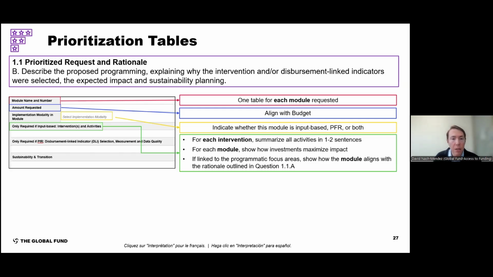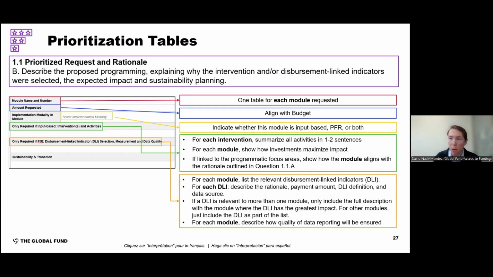After this, you should show how all of the investments in that module help to maximize impact, especially if part of this speaks to the programmatic focus areas described in question 1.1a. Next, we have the orange box. And this is just for disbursement linked indicators, or DLIs for short, if they are used. And again, this depends on that implementation modality.